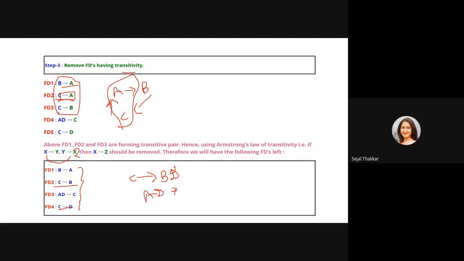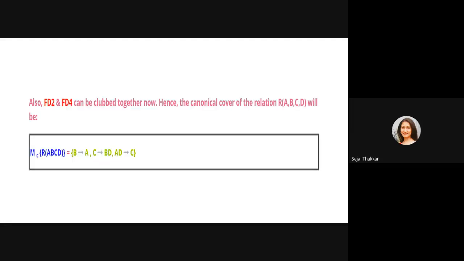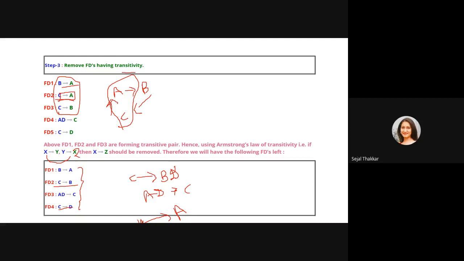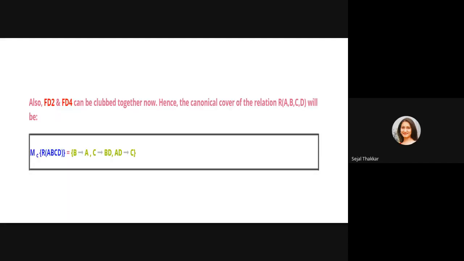AD tends to C. See here, we can say the answer varies from logic to logic. You can find out the answer by doing some more examples, by practicing some more examples. So this is the answer: C tends to A, AD tends to C, and C tends to BD. Now we will see some more examples.